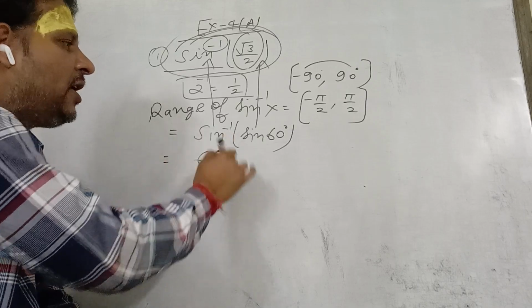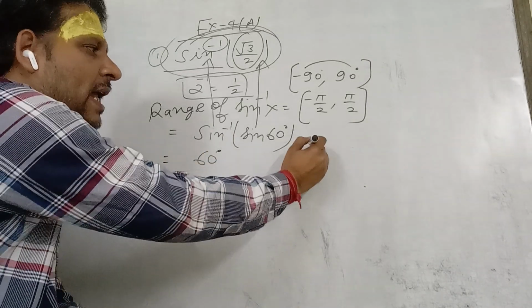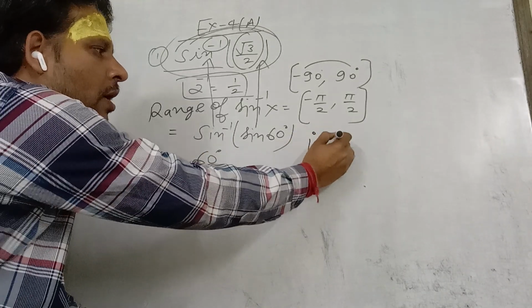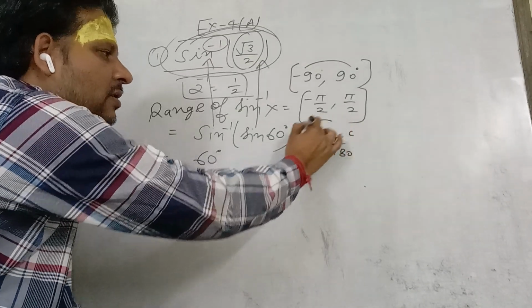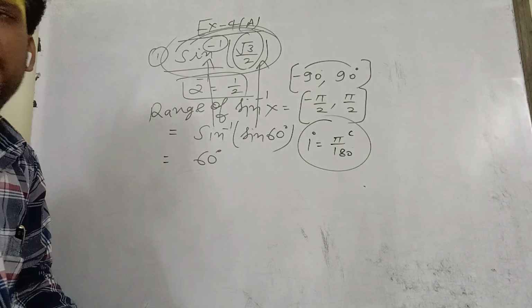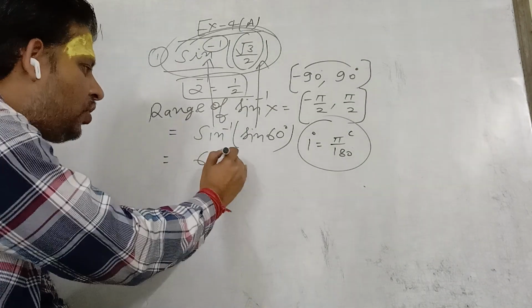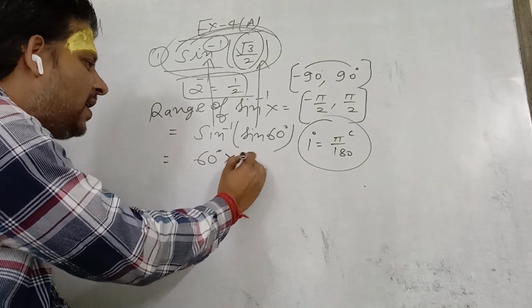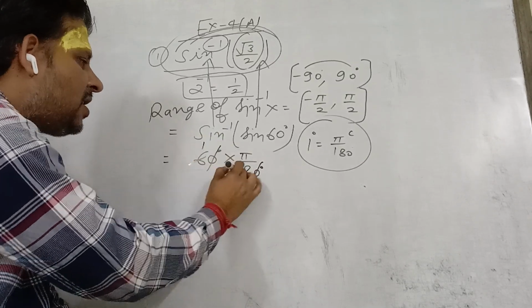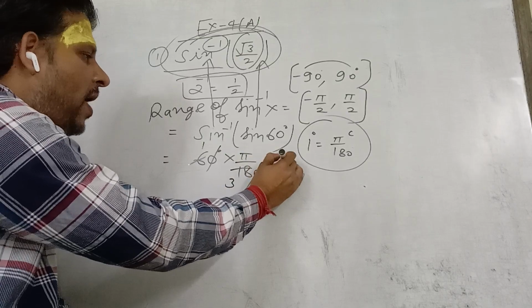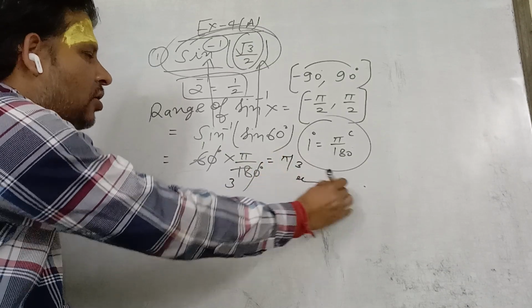Now change 60 degree into radian. You already know from class 11 that 1 degree equals pi by 180 radian. So this becomes pi by 180 multiplied by 60 degree. So it becomes pi by 3. This is the answer of this question.